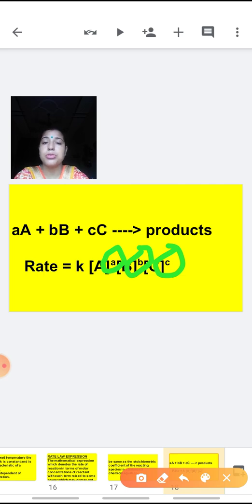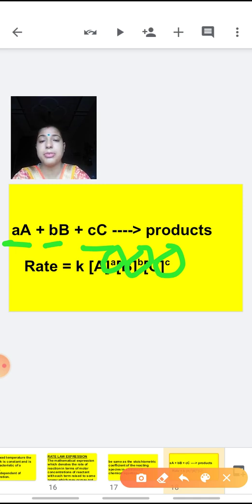Now children, if sometimes a reaction is given to you and it is told to you that you have to write down the rate law expression for the reaction, at that time, do not hesitate in writing these stoichiometric coefficients as the power. For example, I have taken the reaction in which small a number of moles of reactant A react with small b number of moles of reactant B and small c number of moles of reactant C. The small a, b, c are the number of moles of reactants A, B and C, and they react to give the product. Now, how will I write the rate law expression?